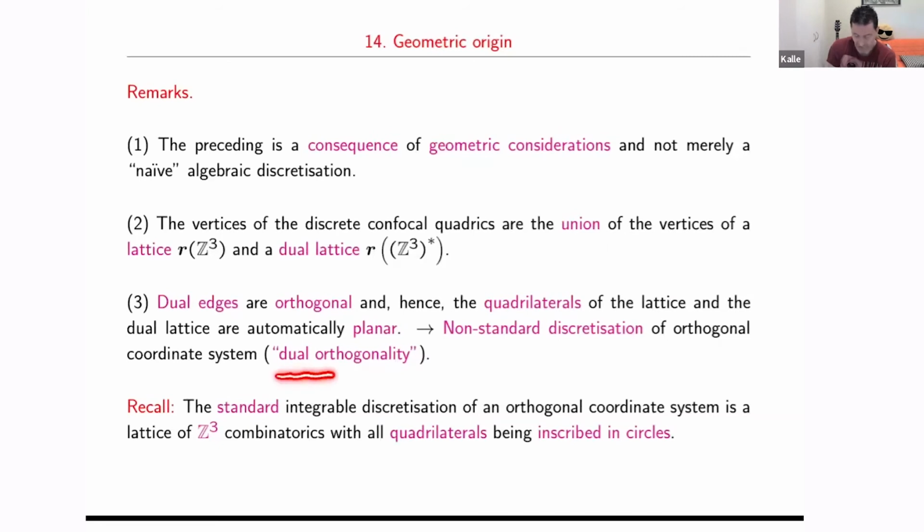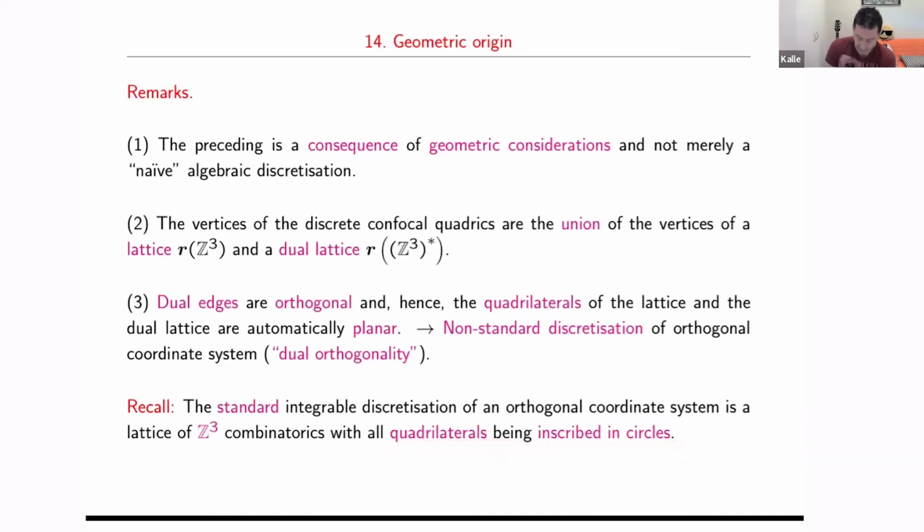So I call this dual orthogonality, but this is actually the non-standard discretization of an orthogonal coordinate system. So maybe I remind you, some people probably know this, the standard integrable discretization of an orthogonal coordinate system is a Z3 lattice with all the quadrilaterals being inscribed in circles. That's something that has been used many, many times in discrete differential geometry, producing lots of integrable discretizations of geometry and differential equations.